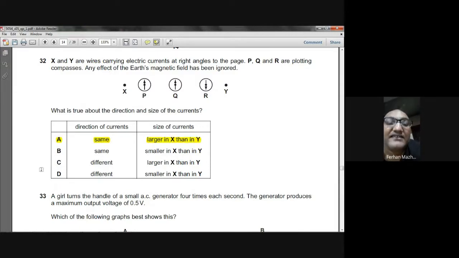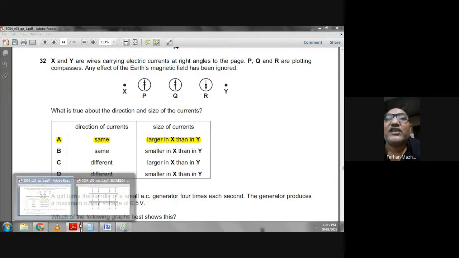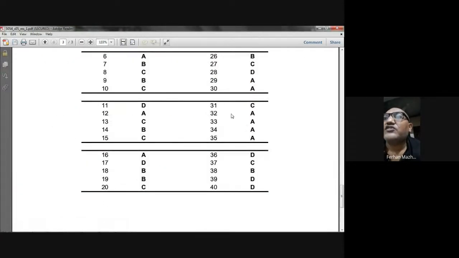I think A is the choice. Question number 32, A is the choice. It looks to me A is the right choice. Let me first of all check. 32, A is the choice.